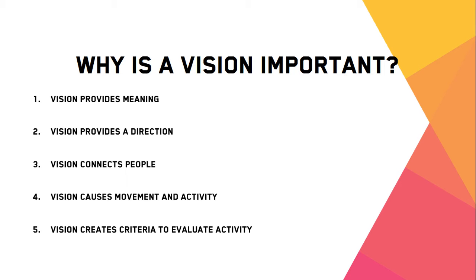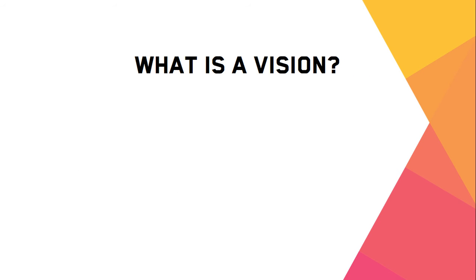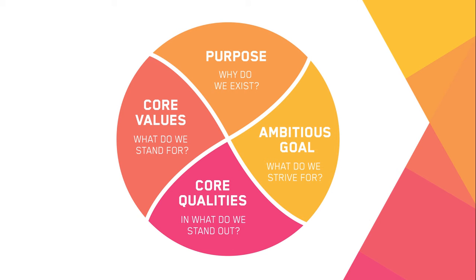Now we know why a vision is important. We're going to look into what a vision actually means. So what is a vision? A vision is a future aspiration or a dream. And it consists of 4 parts, which are all connected and interlinked. So these 4 parts are demonstrated in this visual. It shows 4 aspects of the vision. So the first one is that a vision should entail a purpose.